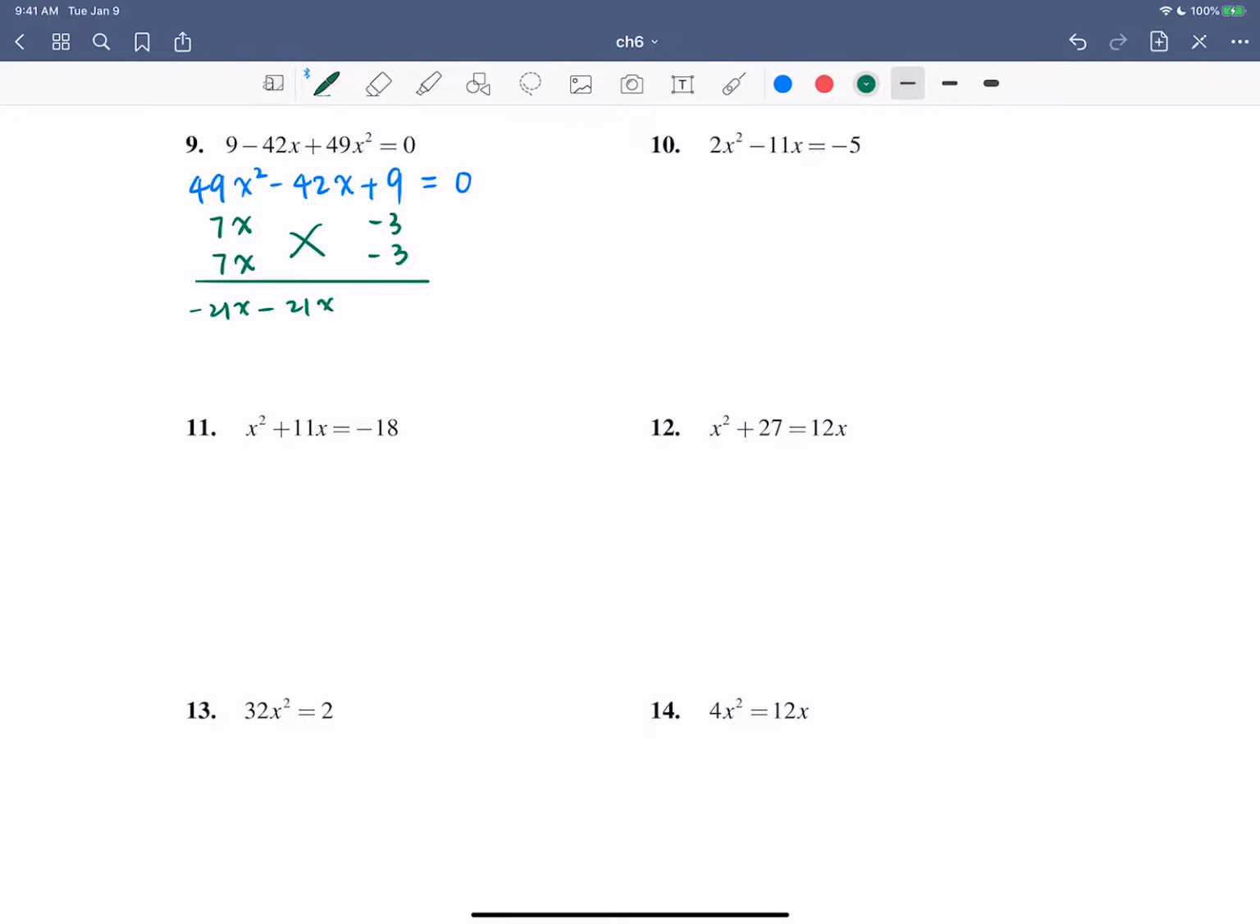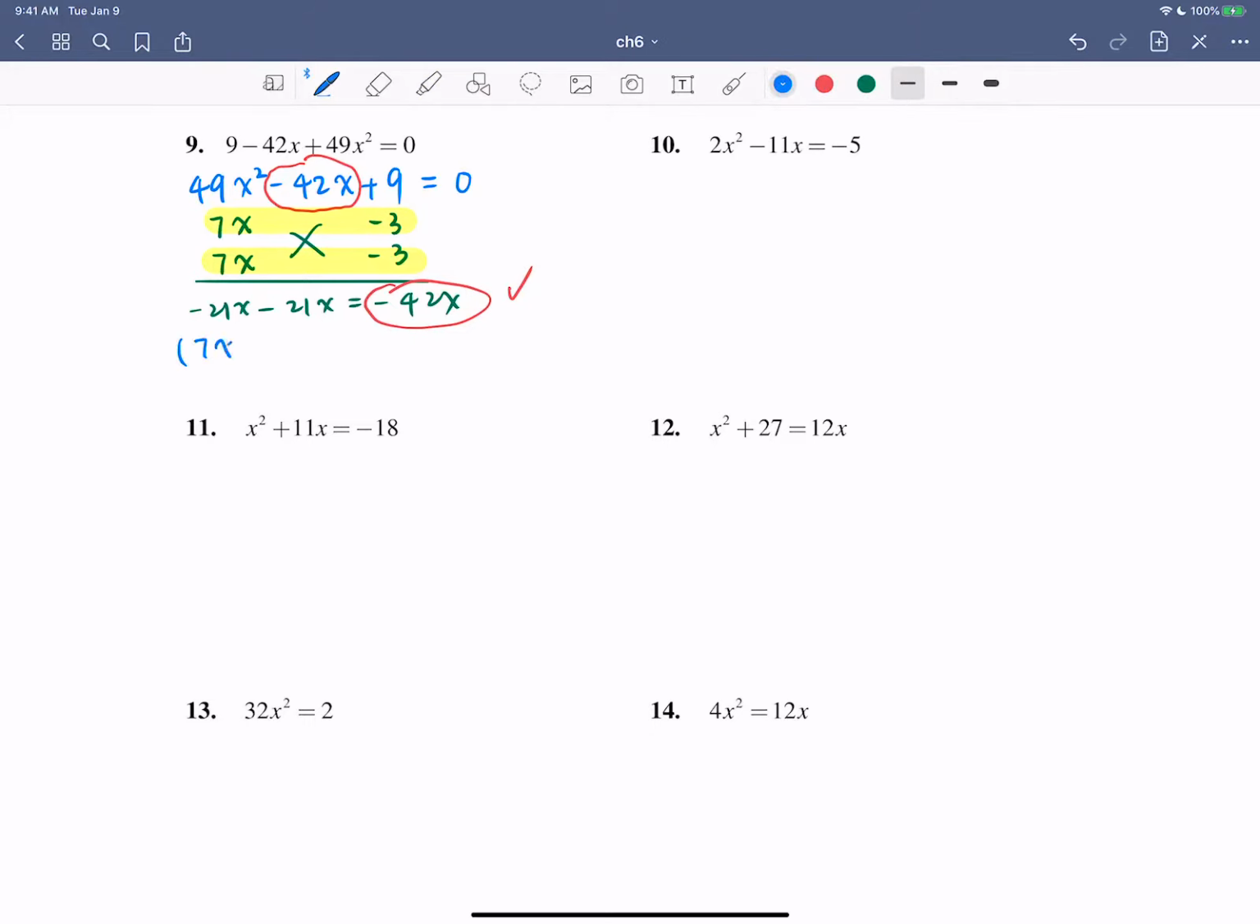Minus 21x. And that's negative 42x. And this is exactly what we wanted in the middle. So our guess is correct. Then we're going to write our factor form horizontally.